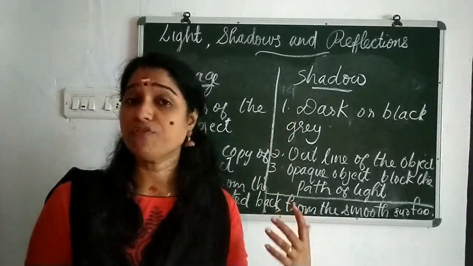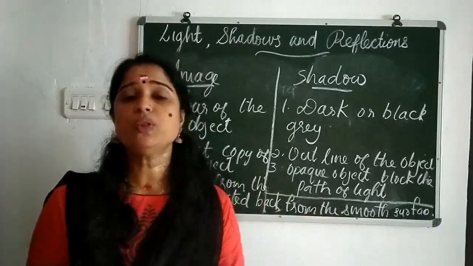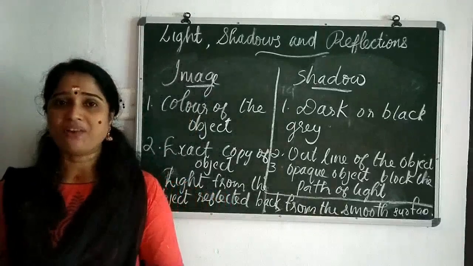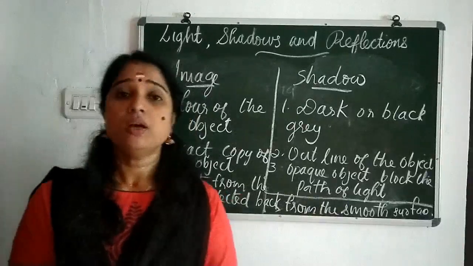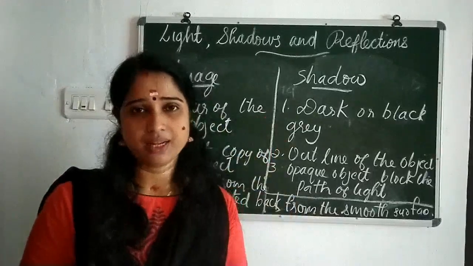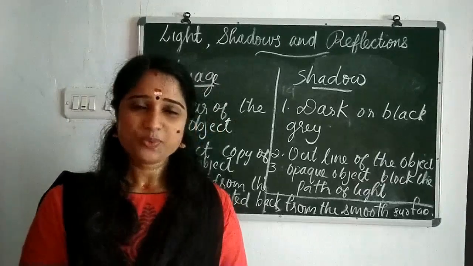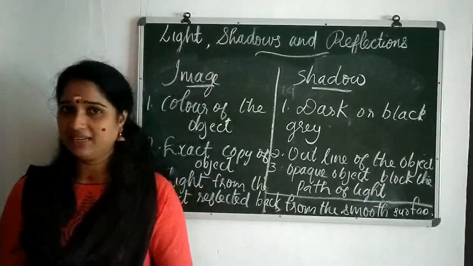Last one, in the case of image, light from the objects gets reflected from the smooth surface in a parallel manner. But in the case of shadow, opaque objects block the path of the light. Then only what is formed? Shadow is formed. So I hope everything is clear, children.